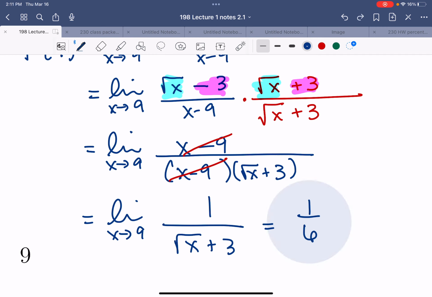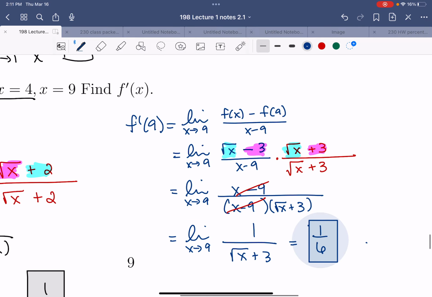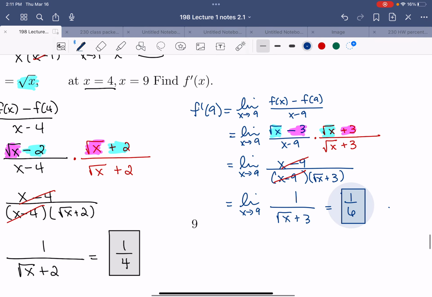Oh, that gave me a circle. Interesting. All right, so those are our square root ones.